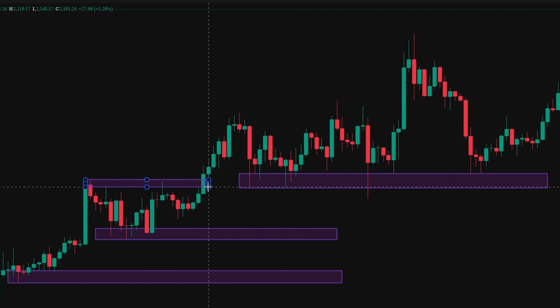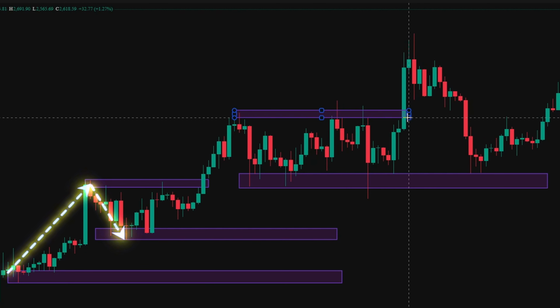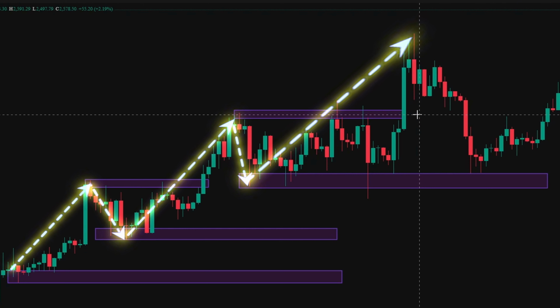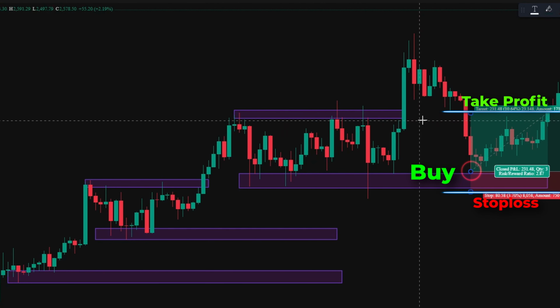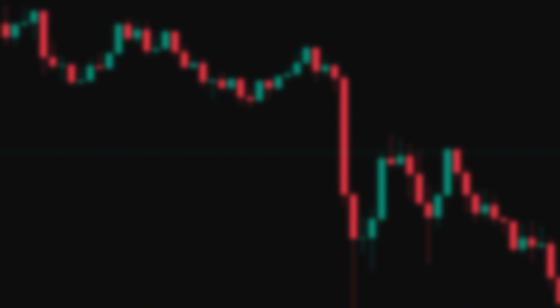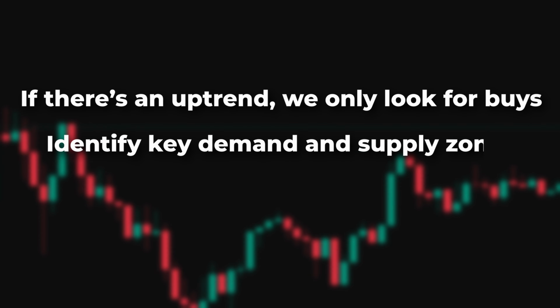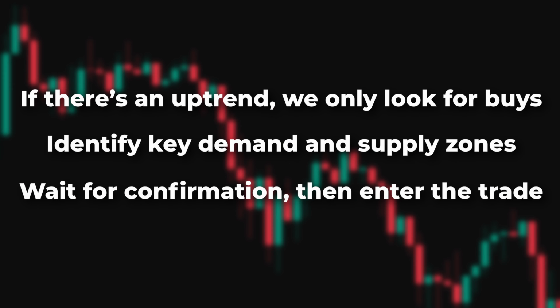After some analysis, we spot several demand and supply zones. Once those levels are locked in, it's go time for finding our entry. The price corrects and enters a demand zone, so we open a buy trade. We place the stop loss just below the demand zone. The take profit goes at the nearest supply zone. Let's sum it up. If there's an uptrend, we only look for buys. Identify key demand and supply zones. Wait for confirmation, then enter the trade.